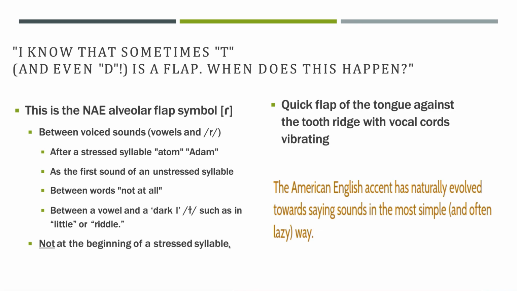Now, how do we produce this sound? This is a sound that we also have in Spanish, so it shouldn't be a problem for you to produce it. How do you describe how to produce it? Well, you do it by saying this. It is a quick flap of the tongue against the tooth ridge with your vocal cords vibrating. This sound came to be because it is a simplification of a more complex and more energy consuming sound. And as you know, sounds in any language will evolve so that they are produced in the most simple way, which is also the laziest way.